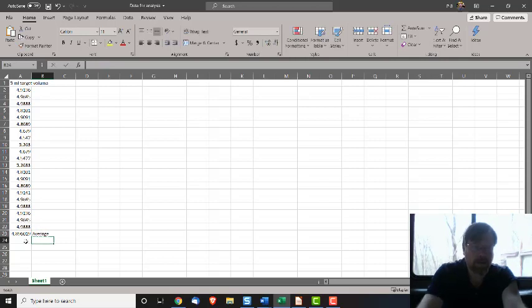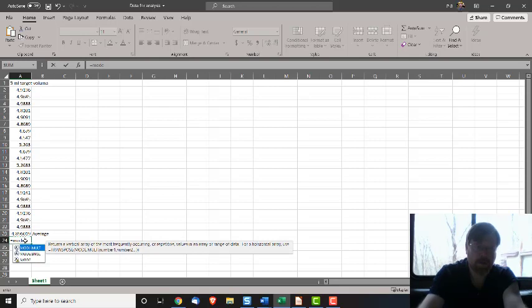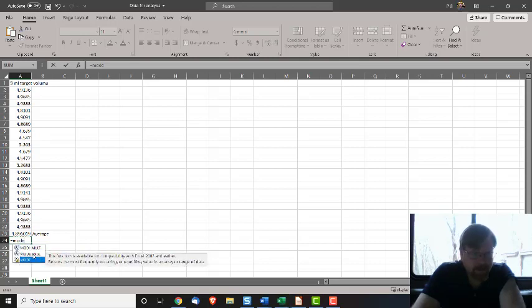Similarly, I've got mode. Now, you'll note down here there's some help things that pop up. So with newer versions of Excel, there's this warning that you're looking at an old version that's available for compatibility. Since I've been using Excel for many years, that's what I tend to use by default.